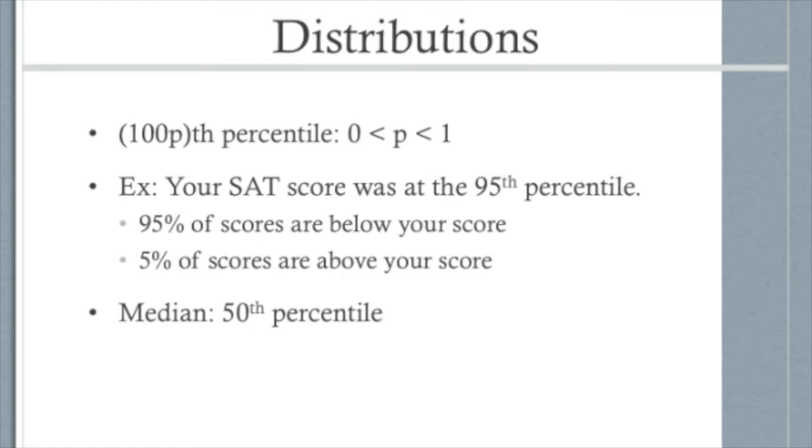In a continuous distribution, we denote percentile p as a decimal between 0 and 1. Let's say you got a 1450 on your SAT. If this score is at the 95th percentile, p is equal to 0.95. This means that 95% of scores are below 1450 and only 5% of scores are above it. In a continuous distribution, we also know that the median would be at the 50th percentile.